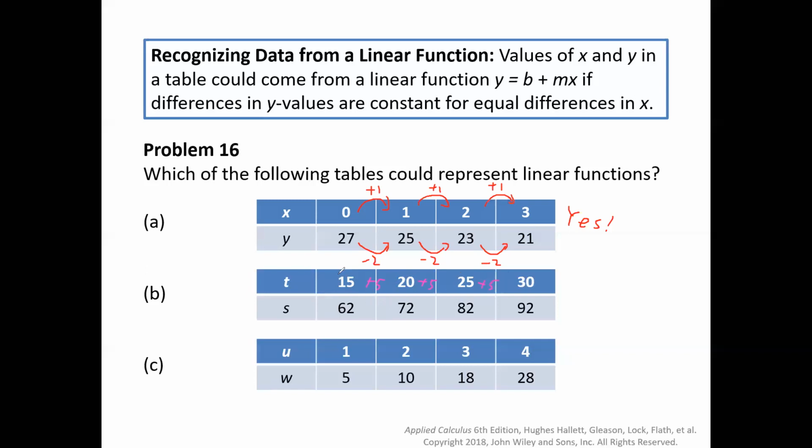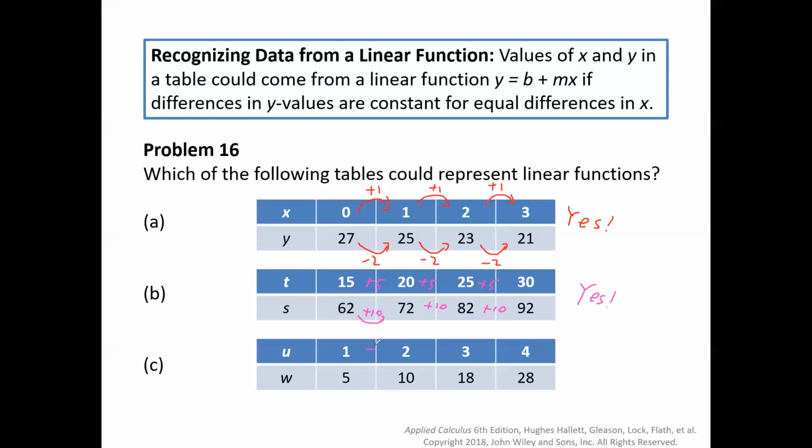All right, so for part B, t is going plus 5, plus 5, plus 5. That's good. Let's look at the dependent variable s. That's plus 10, plus 10, plus 10. That's pretty nice as well. Very fixed, very stable. They're all the same. So yes, that's linear as well.